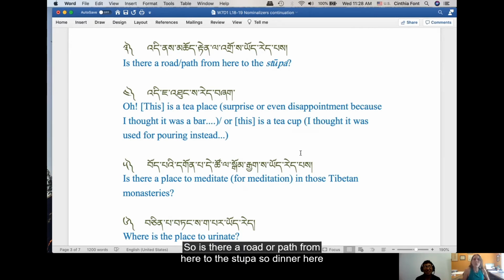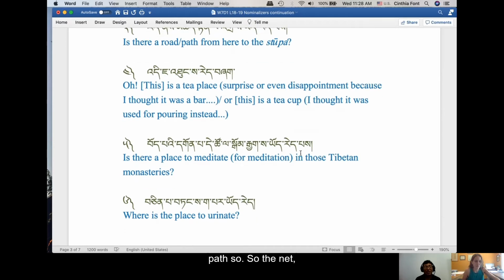So, is there a road or a path from here to the stupa? So, dine, here, the ne particle that we've been using and seeing so much in the classroom, from here, from this point until the stupa, is there a path? So, tene.